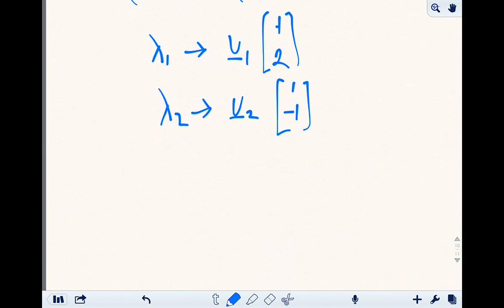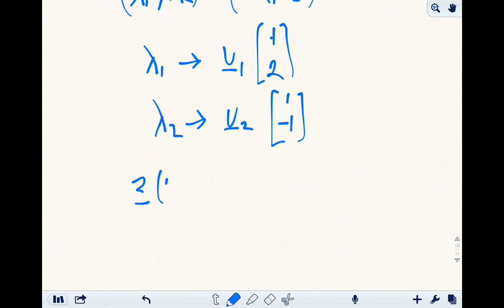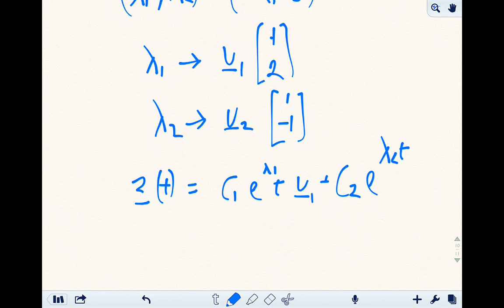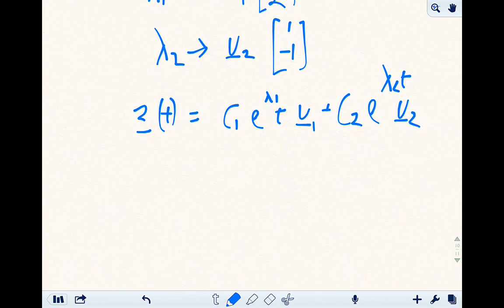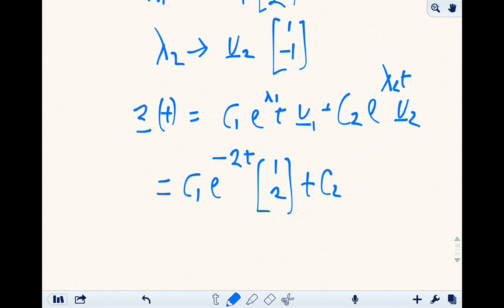Now what we're going to do is plug this into our general equation. Remember, our general equation looked like this. z of t equals C1 e to the lambda 1 t times V1 plus C2 e to the lambda 2 t times V2. Right, so I'm going to have actual numbers now, so let's plug it in. So we have equals C1 e to the negative 2t, that's the first eigenvalue, times the first eigenvector, plus C2 e to the negative 5t, let me make that a little clearer, e to the negative 5t times (1, minus 1).